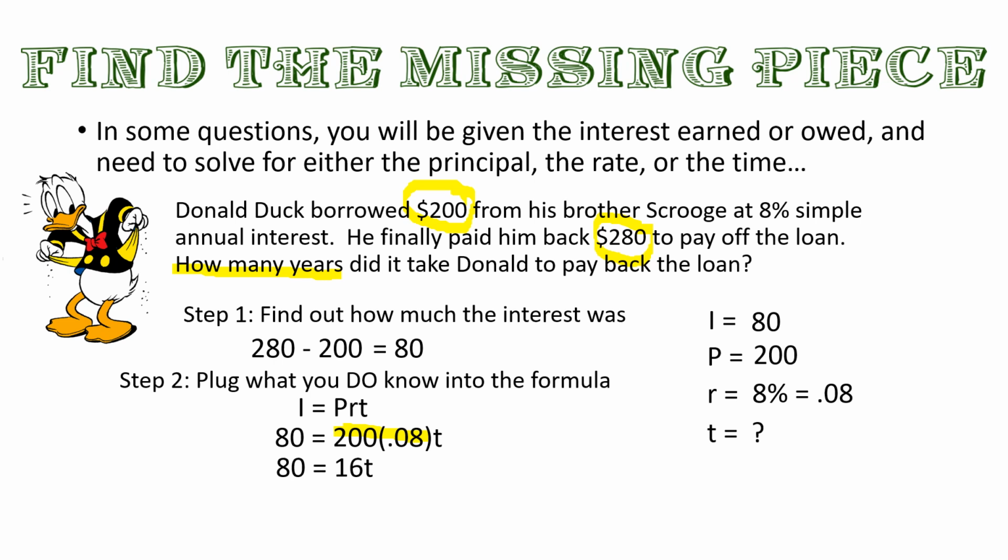Now, in order to solve for t, or to isolate t, we need to divide both sides of this equation by 16. So I'm going to divide both sides by 16, which is going to allow me to cancel out the 16 on this side and end up with t all by itself. And if you divide 80 by 16, you're going to see that 5 equals t, which means that it took Donald 5 years to pay back Scrooge.